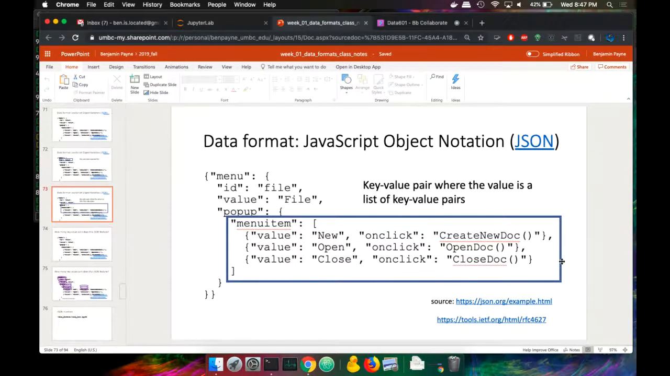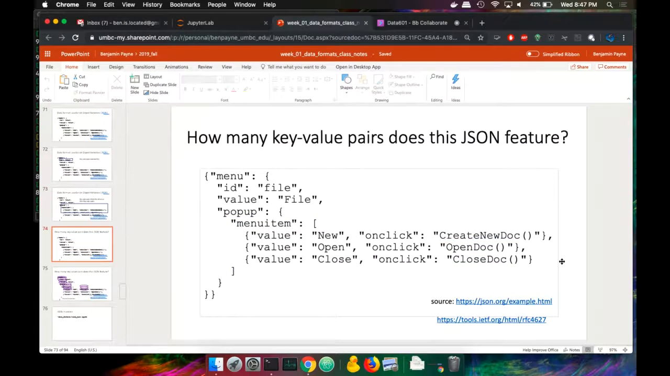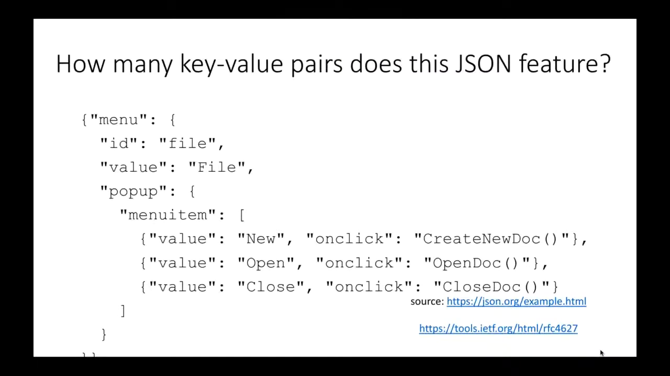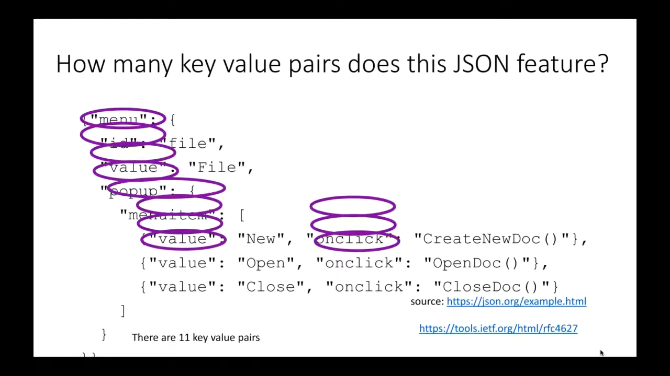Now it's pop quiz time. Who knows how many key value pairs there are in this dictionary? Shout it out when you have an answer. I'm not going to wait for everybody on this one. We have one answer of six. Does anyone else have a competing answer? In the entire JSON file. Okay, I think the consensus here is 11.